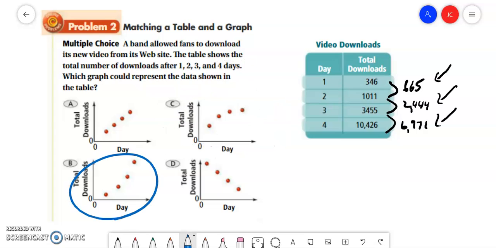And then finally, if we look at this one right here, that seems to represent what's actually happening. So day 1, it would be 346, and then it would increase, and it would increase even more each day. And this is actually called an exponential equation. So the correct answer on that one would be choice B. And choice D would be a linear decreasing function.